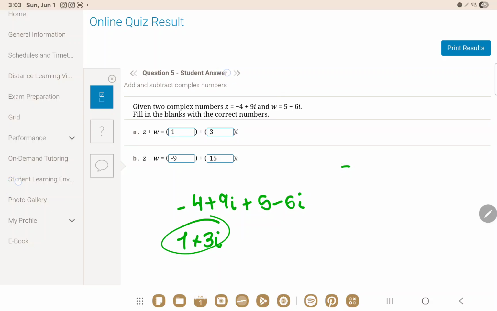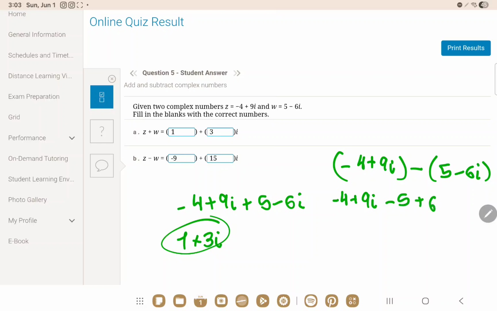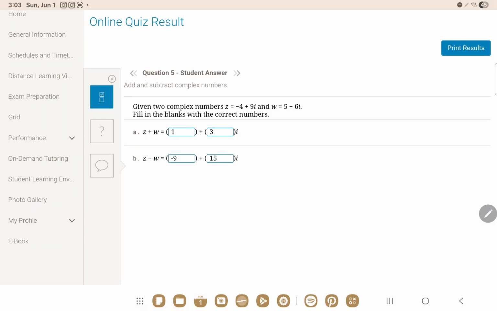When you're subtracting, always put your values into brackets because it makes a difference. Minus 6i. Now you need to distribute the minus. So it's negative 4 plus 9i minus 5 plus 6i, because minus times minus makes plus. Now negative 4 minus 5 is negative 9, plus 9i plus 6i is 15i. And that's your answer. Let's move on to the next question.